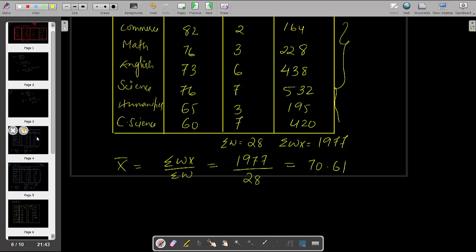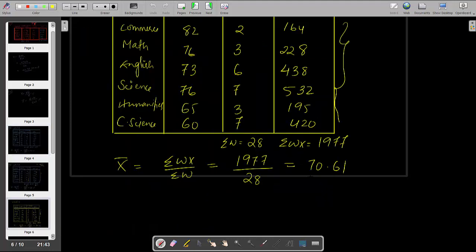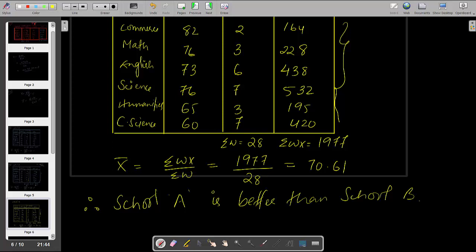Now, if you look at the one that we calculated here, we got 72.55 for school A. And for school B, we got 70.61. So what do you think? Which school is better? School A is better, right? Because school A has the overall weighted mean percentage of 72. So therefore, in conclusion, we can write that school A is better than school B. Okay, so this is your answer for question number 10.